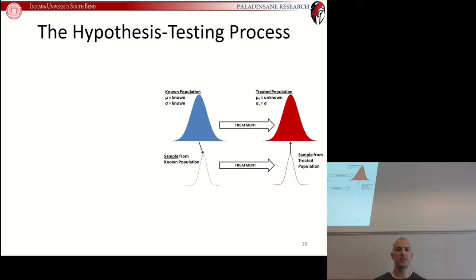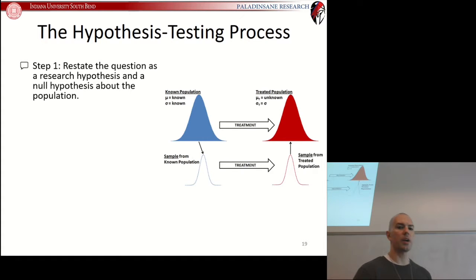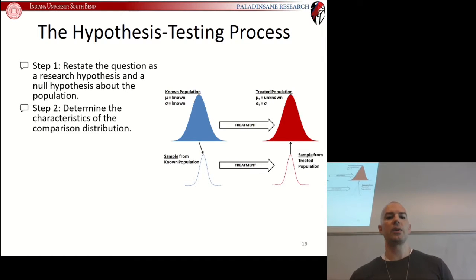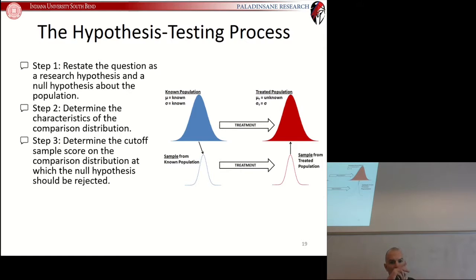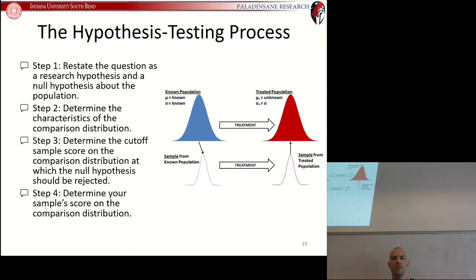All right, so the hypothesis testing process, still working with the 5 steps. Step number one, restate the question as a research hypothesis and a null hypothesis about the population. Step number 2, determine the characteristics of the comparison distribution. Step number 3, determine the cutoff sample score on the comparison distribution at which the null hypothesis should be rejected. Step number 4, determine your sample score on the comparison distribution. And finally, step number 5, decide whether or not to reject the null hypothesis.